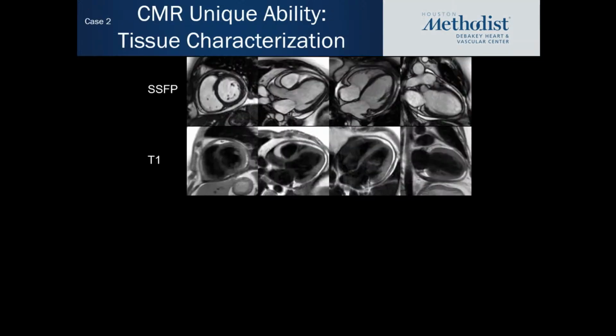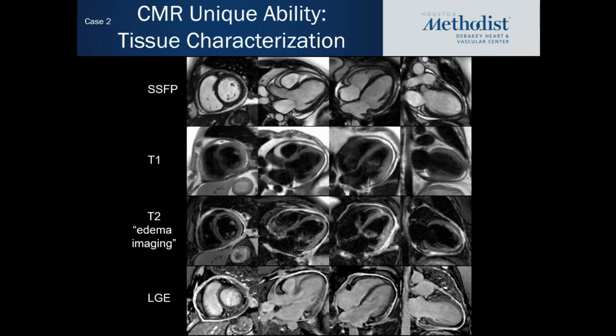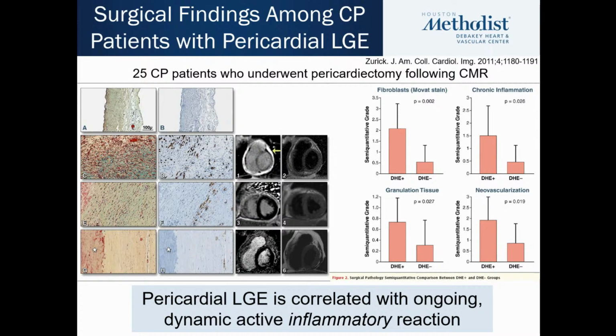But I think the real strength, again, what I really want to tell you about today, is the tissue characterization. We showed that the pericardium was thick. In this particular case, we can see by T2 imaging, or our edema imaging, you have a bright signal where the pericardium is, indicating that there's edema there. And then sure enough, when we give the gadolinium, you can see that the LGE is also positive. So here you have both the T2 and the LGE being positive. So what does that actually mean?